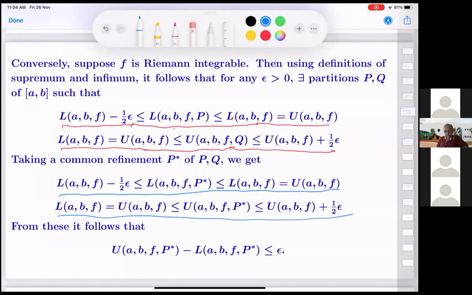I'm not getting why that's true. Sorry, I'm not getting why that implies the result. Oh, because you see here, LP star is bigger than or equal to LF minus half epsilon. So you look at this one, and you look at this one. But at the same time, you have that LF is the same as UF.